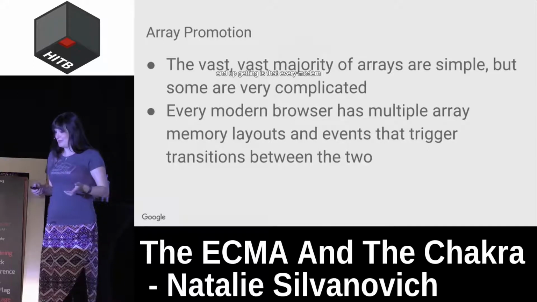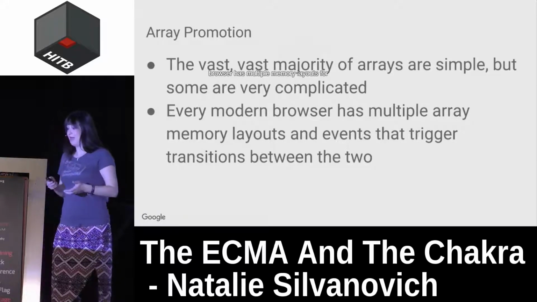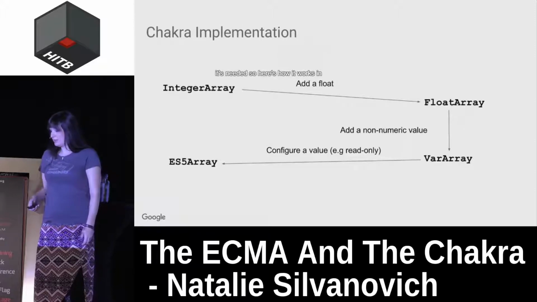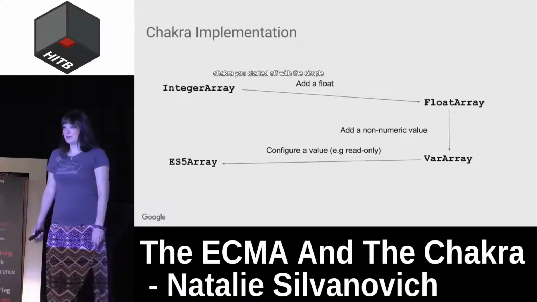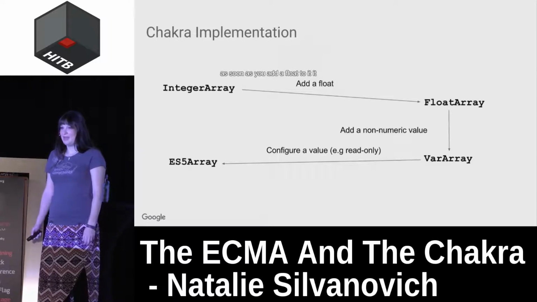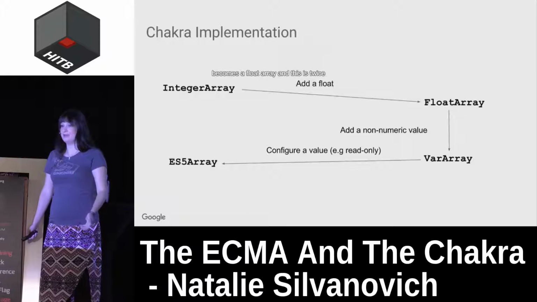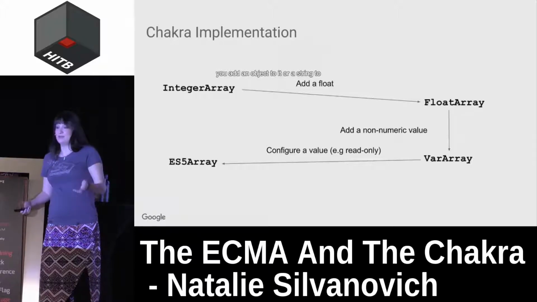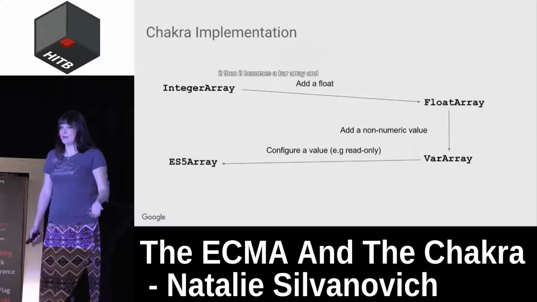So what you end up getting is that every modern browser has multiple memory layouts for an array, and then they transition through the different types of array as needed. So here's how it works in Chakra. You start off with the simple array, which is an integer array. And then as soon as you add a float to it, it becomes a float array. And this is twice as big, because floats are twice as big as ints. And these are still in contiguous memory. And then let's say you add an object to it or a string to it. Then it becomes a var array.